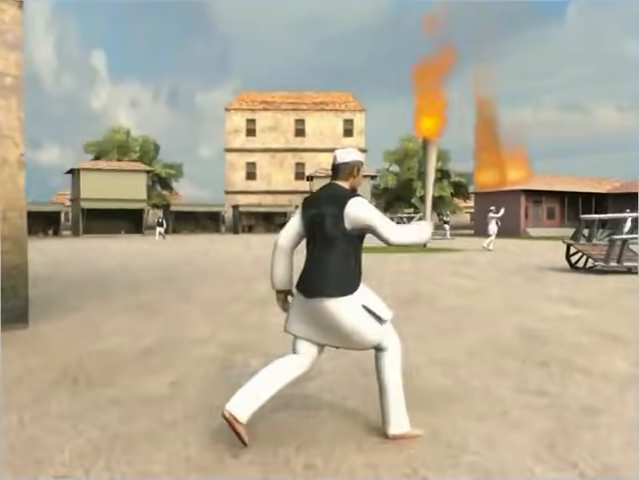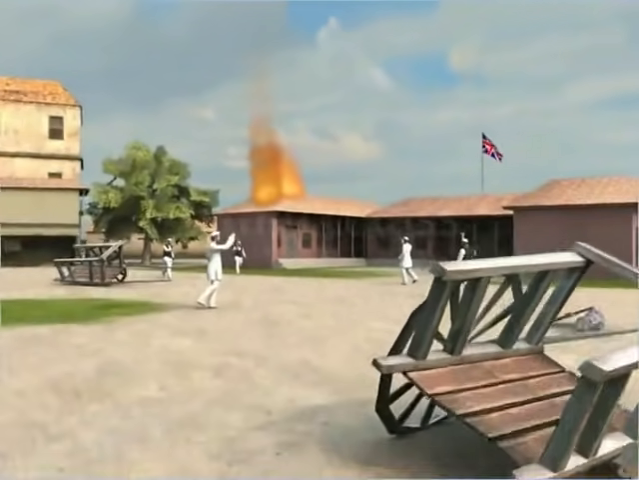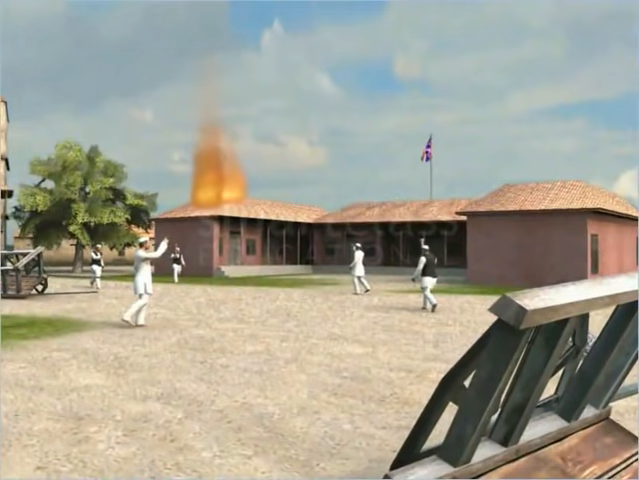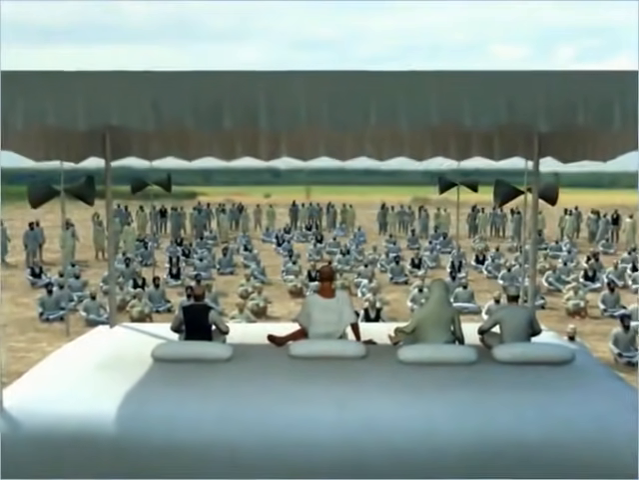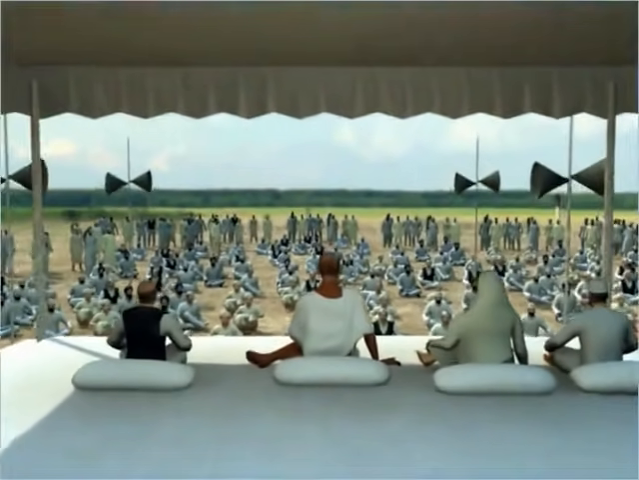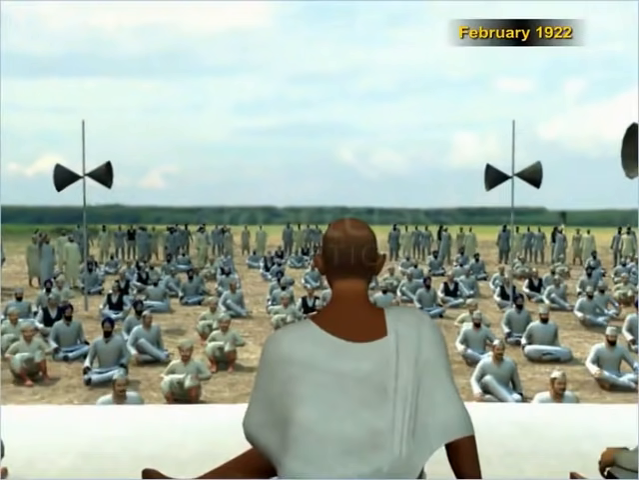At Chauri Chaura in Gorakhpur, Uttar Pradesh, a mob of protesters set a police station on fire, killing a number of policemen. Due to this violence, Gandhiji called off the movement in February 1922.